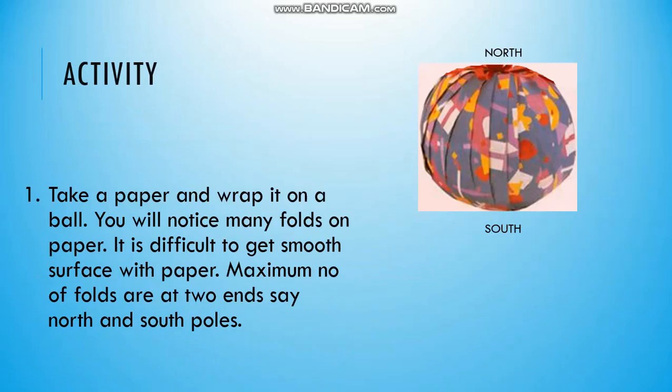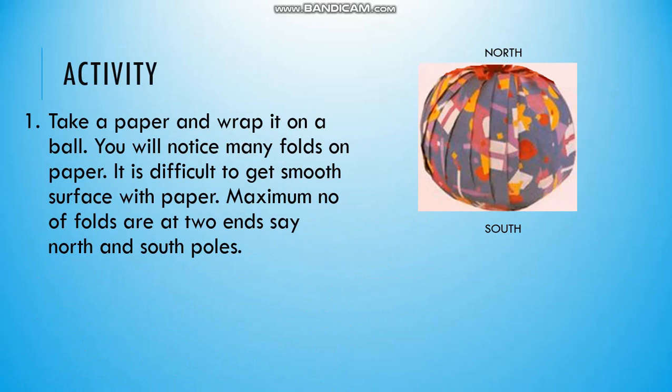Let us do one activity. Take a paper and wrap it on a ball, just like this. This is just an image to explain this activity to you. So what you have to do, take a paper and wrap it on a ball. You will notice many folds. You cannot wrap it cleanly or clearly. There are many folds. For example, this is a fold, this is a fold, this is a fold. All these are folds. So you will notice many folds on paper. It is difficult to get smooth surface with paper.